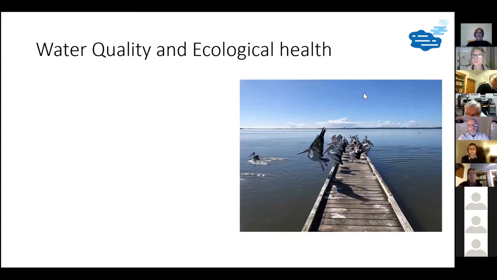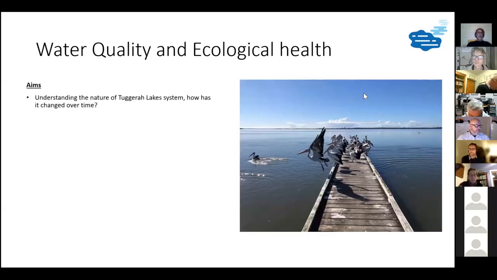Yes, I'll be covering what we've learned about water quality and the ecological health of Tuggerah Lakes. A lot of this will relate to the previous presentations you've seen on the catchment and also the entrance and hydrodynamics of the lake system.